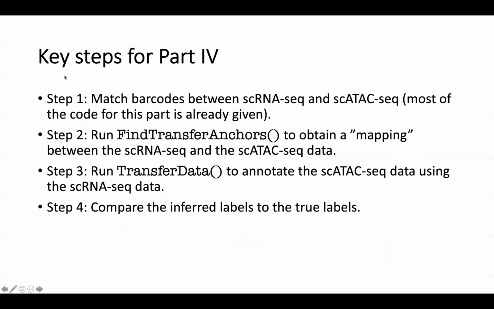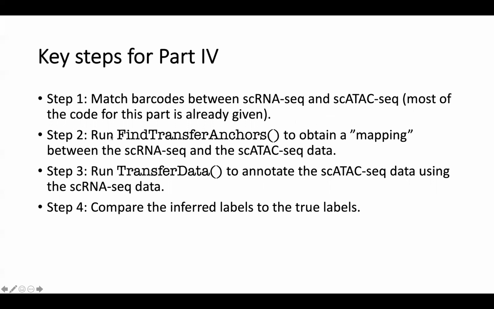So I guess the key steps that you're going to perform in part 4 basically is, first you're going to match barcodes between single cell RNA-seq and single cell ATAC-seq. A lot of the code for this is already given, and the rationale behind this is explained in that part of the problem.